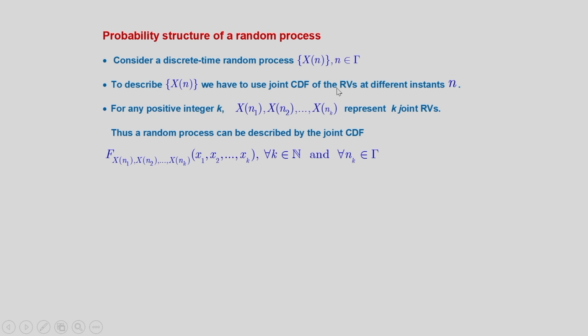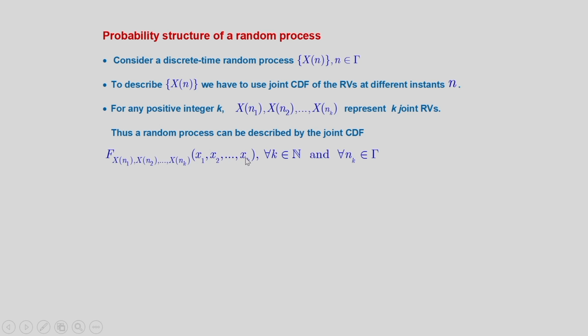And this joint CDF we have to consider at different instants of n. Suppose you consider any positive integer k, then X[n1], X[n2] up to X[nk] represent k joint random variables, because we are considering the random variable at instants n1, n2 and so on up to nk. So, there are k joint random variables, therefore, they can be characterized by the joint CDF. This is the joint CDF of the random variables X[n1], X[n2] up to X[nk] at points small x1, small x2 up to small xk.